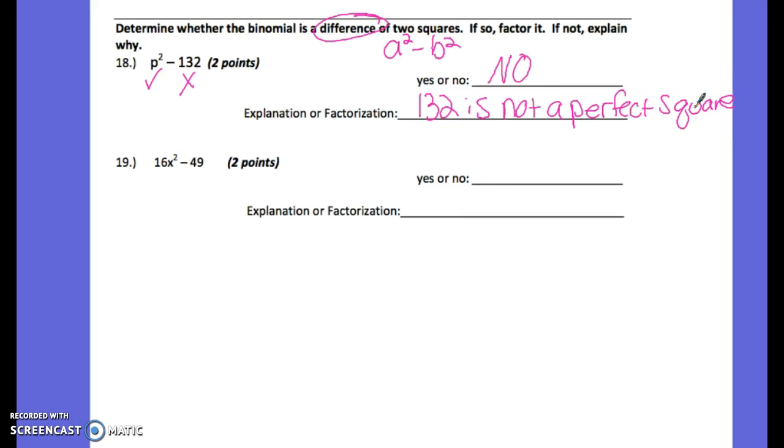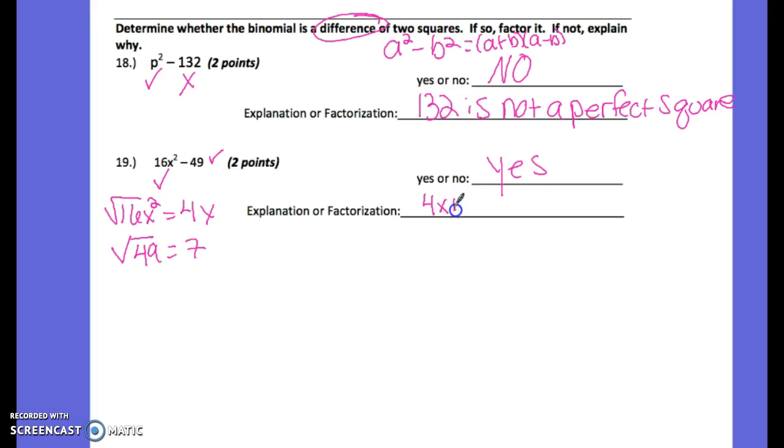Let's try 19. Is 16x squared a perfect square? Yep. What is the square root of 16x squared? Well, that's just 4x. Is 49? Yep. So the square root of 49 equals 7. So yes, it is. And when you have a difference of two squares, you have a plus b times a minus b. So this one would be 4x plus 7 and 4x minus 7. Because remember, a is the square root of the first, b is the square root of the second.